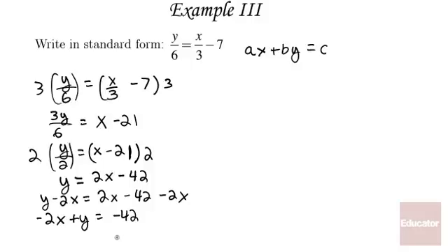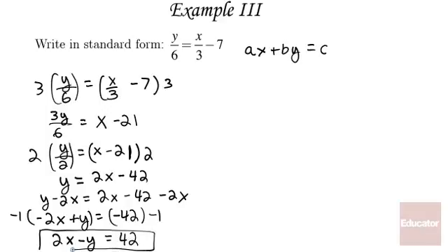And you could stop here, or you could multiply both sides by negative 1, and that's more conventional to have the a term be positive. So that's going to leave me with 2x minus y equals 42.